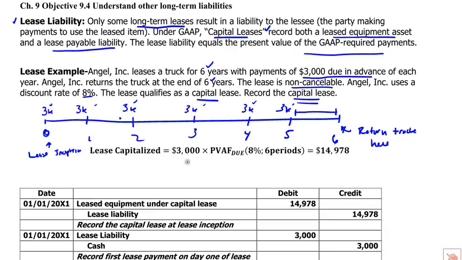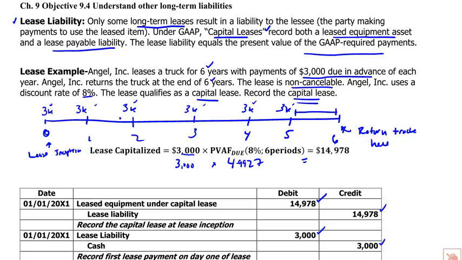All right. The lease capitalized: present value of $3,000, annuity due, 8%, 6 periods. It's 3,000 times, let's see, 8%, 6 periods, 4.9927. 3,000 times 4.9927 equals 14,978. Okay. So we capitalize leased equipment of 14,978, and capitalize a long-term liability called lease liability of 14,978. On day 1, they also have a payment of 3,000, which would reduce the lease liability.